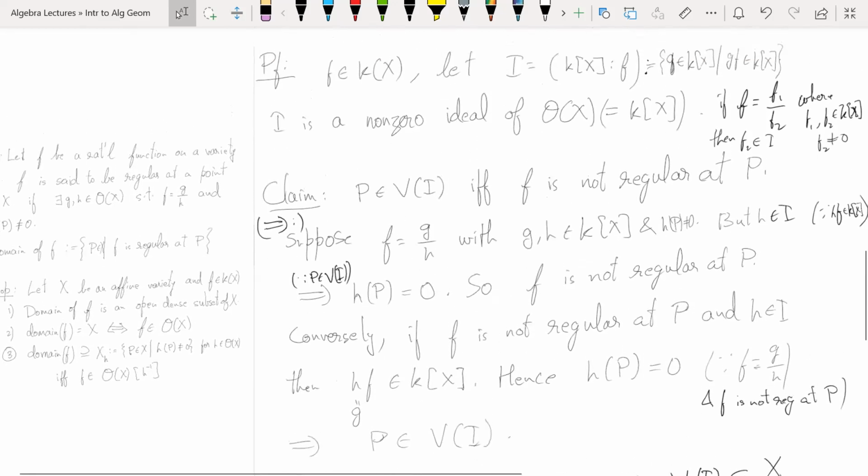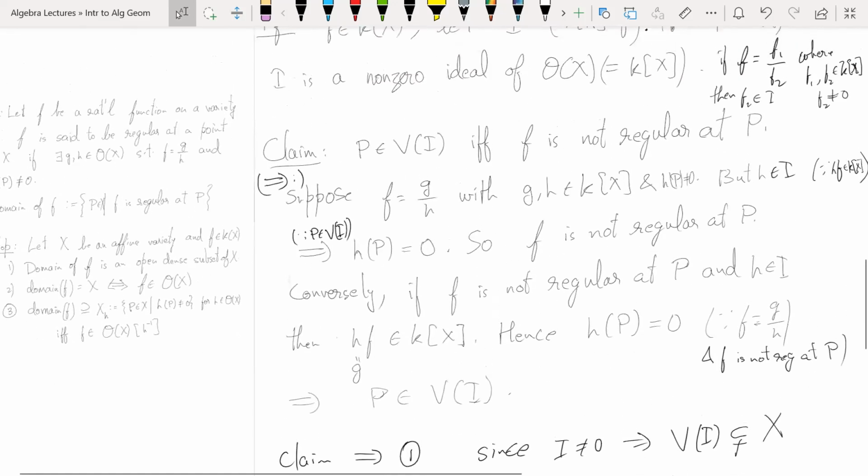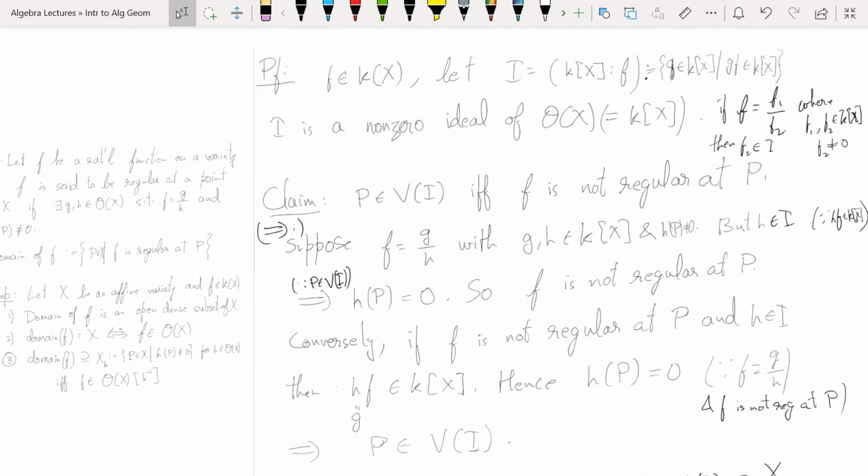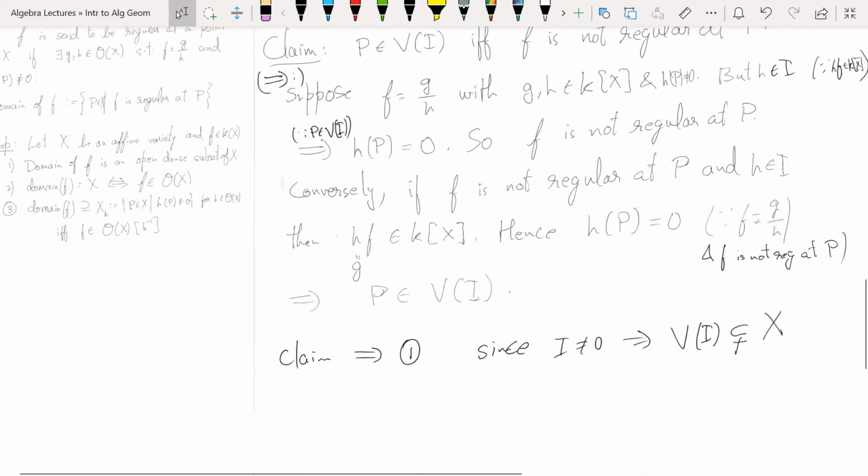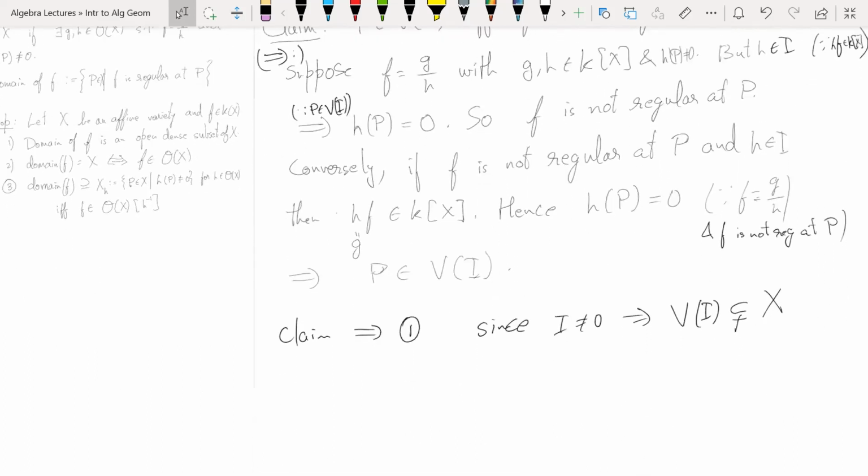So it's basically the ideal generated by a collection of denominators of F. F may be expressed as something over something in many different ways. You just consider the ideal generated by all the denominators. That's what I is. And then of course V of I will be precisely where F doesn't make sense. And once we realize that that is a non-zero ideal, then that's it. So that completes the proof of 1.